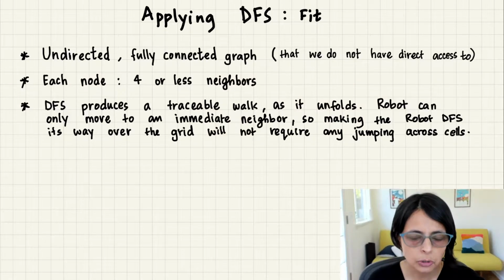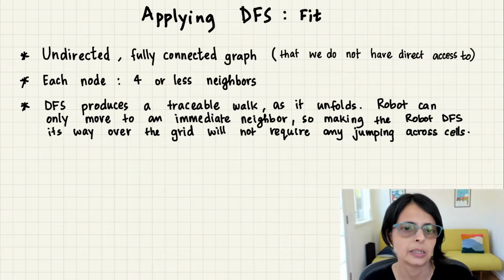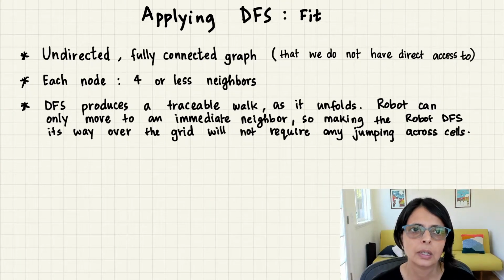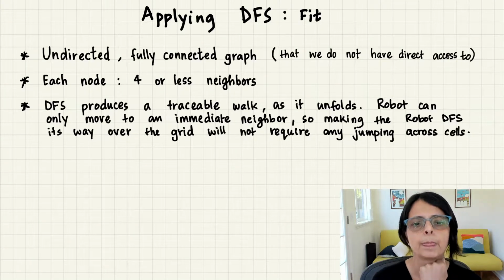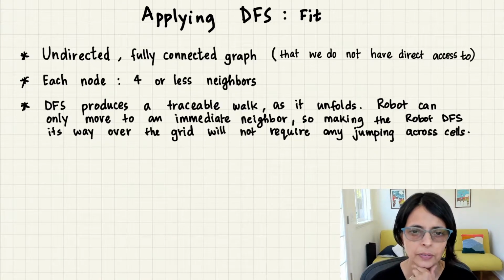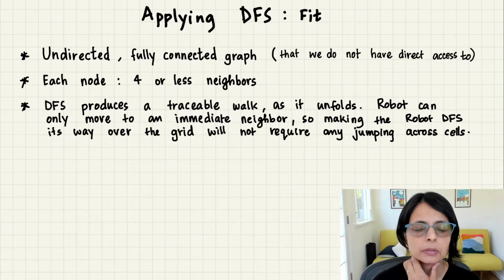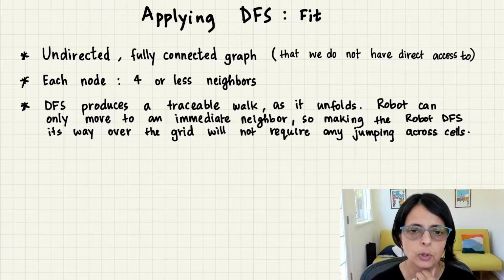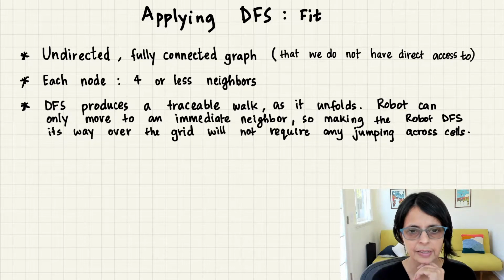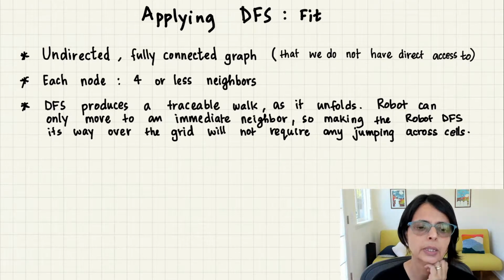Now the particular solution to this problem that we are studying is applying DFS. So is DFS a fit? Well, the underlying graph is this undirected, fully connected graph. So there is very clearly a graph at play, so we could apply DFS to it. Each node has 4 or fewer neighbors, so it's not a humongous graph. It's not super dense. The density is sort of quite uniform.